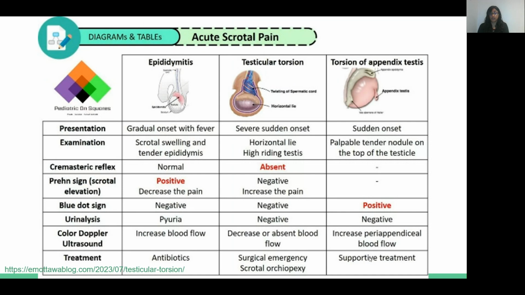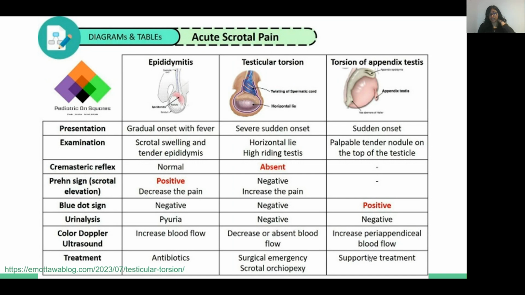This is a really helpful graph I found, particularly the right-hand two columns, looking at torsion and then torsion of the appendix. Because it's quite difficult to tell the difference between the two of them. And quite often urology will come and do a point of care ultrasound of the scrotum, not of the abdomen. The cremasteric reflex is absent in torsion, but to be honest, eliciting the cremasteric reflex is incredibly difficult, and that's not a sign I'd be confident to rely upon.